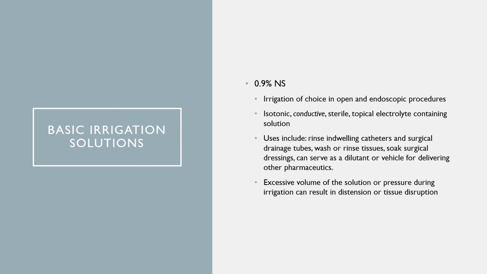Okay, some of the uses that are included: we are going to use these to rinse indwelling urinary catheters. We can use them to rinse out surgical drainage tubes, wash or rinse tissues, soak surgical dressings. It can serve as a diluent or a vehicle for delivering other pharmaceutics as well, such as our antibiotic irrigations. Excessive volume of the solution or pressure during irrigation can result in distension or tissue disruption. So we just want to be mindful of how much and how fast we're delivering it.